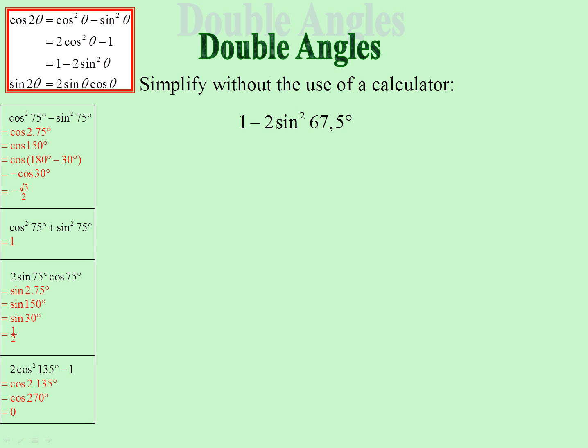1 minus 2 sine squared 67.5. Well, yes, 1 minus 2 sine squared I recognize, the cos double angle formula. Therefore this is going to be cos of twice 67.5 degrees, cos 135, second quadrant, cos of 180 minus 45, reduced to 45, cos negative, negative cos 45. Well, 45 is a special angle, so we get negative root 2 over 2.